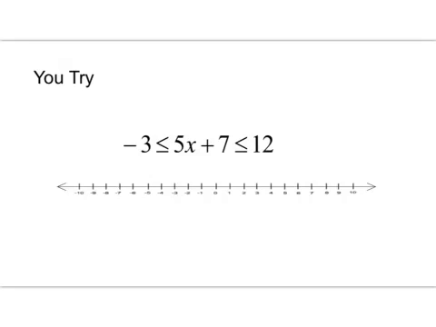Your answer should be negative 2 less than or equal to x less than or equal to 1. To graph this, we'll have two brackets, one on positive 1 and one on negative 2. And x is in between these two integers.